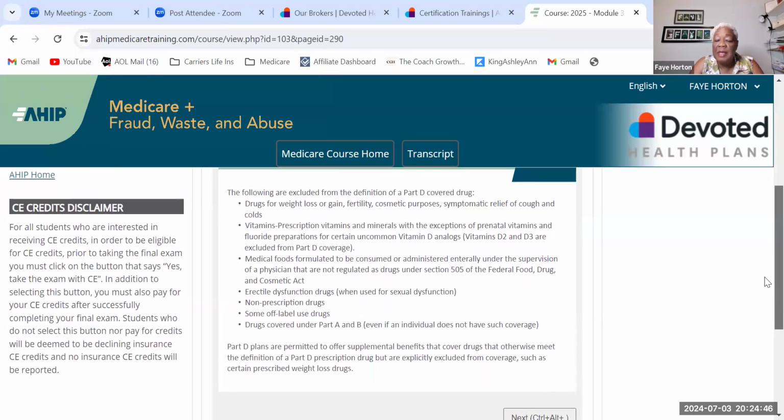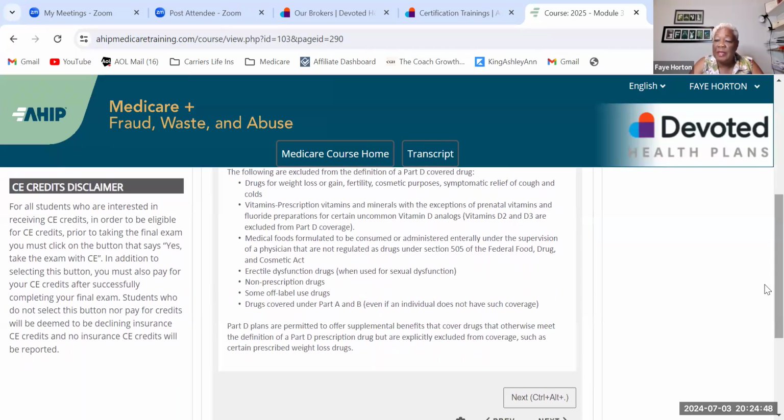Part D plans are permitted to offer supplemental benefits that cover drugs that otherwise meet the definition of a Part D prescription drug, but are explicitly excluded from coverage, such as certain prescribed weight loss drugs.